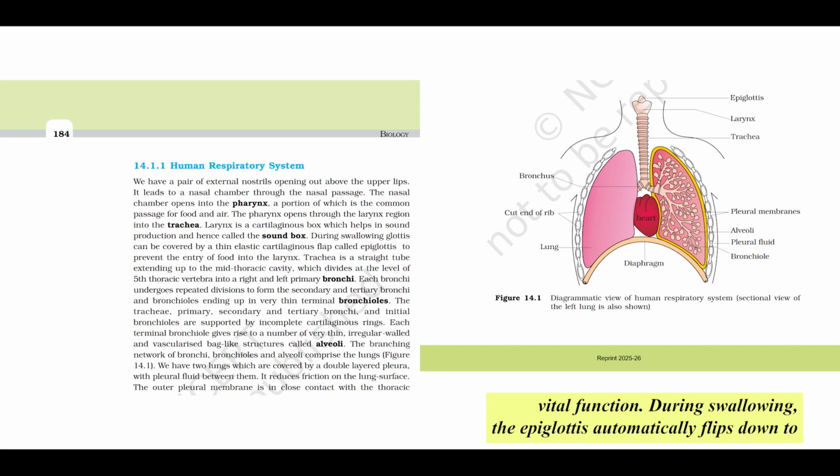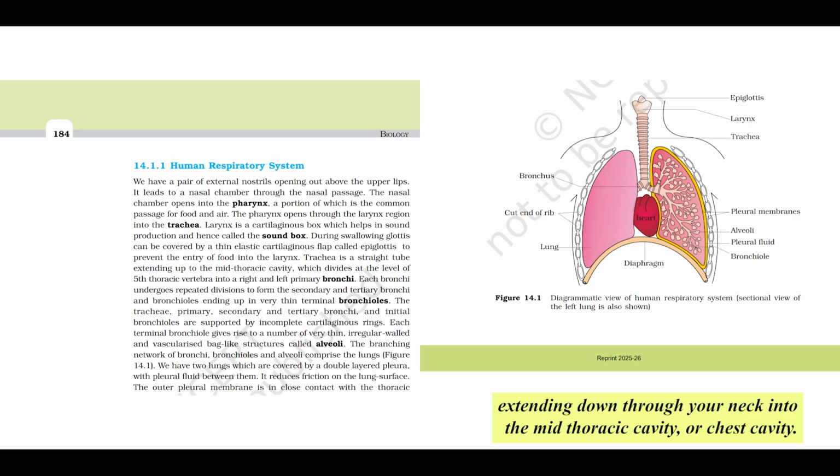During swallowing, the epiglottis automatically flips down to cover the glottis, which is the opening of the larynx into the trachea. This clever mechanism prevents food from going down the wrong pipe, the trachea, ensuring it goes correctly into the esophagus. It prevents choking. Next in line is the trachea, commonly known as the windpipe.